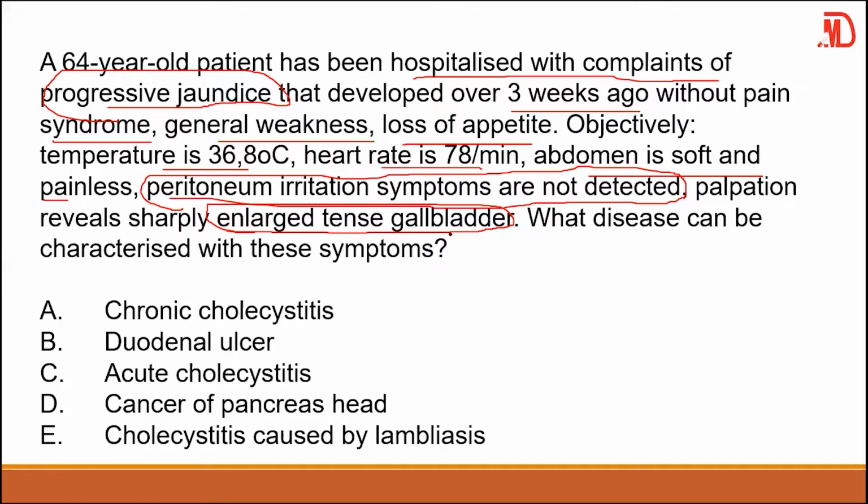Now, in cholecystitis, there will be the presence of what? Infection, temperature will be there. But look, objectively, temperature is normal. 36.8 degrees Celsius. It is normal. So the absence of febrile temperature and, of course, the negative peritoneal irritation will definitely rule out any source of infection. And so, therefore, you are going to be thinking of what?